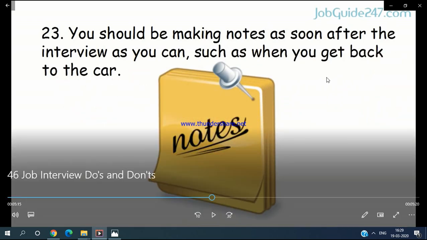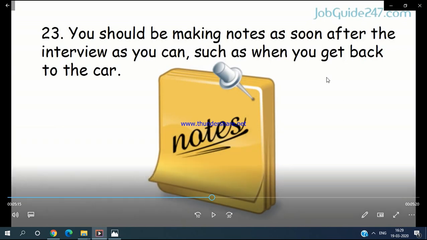Okay, you should be making notes as soon after the interview as you can. So you have finished your interview, you came outside of the office or the venue. Now if you have a notepad, try to make notes. Kaun kaun se question aapse puche the, kya question tha, kiska aapne answer sahi se diya, kaun sa answer aap nahi de paaye. So these kind of notes will help you in the second interview.